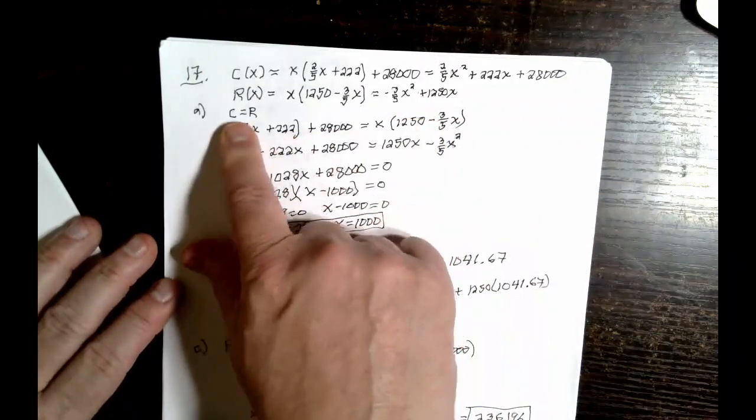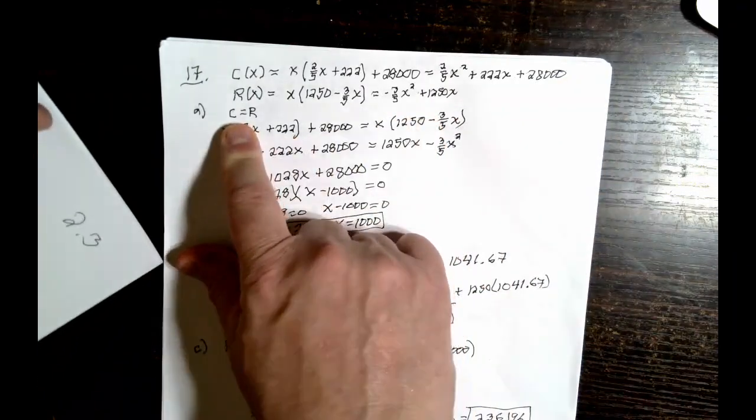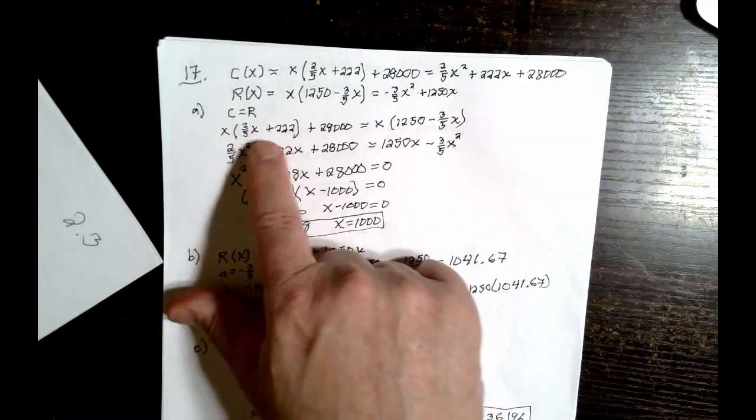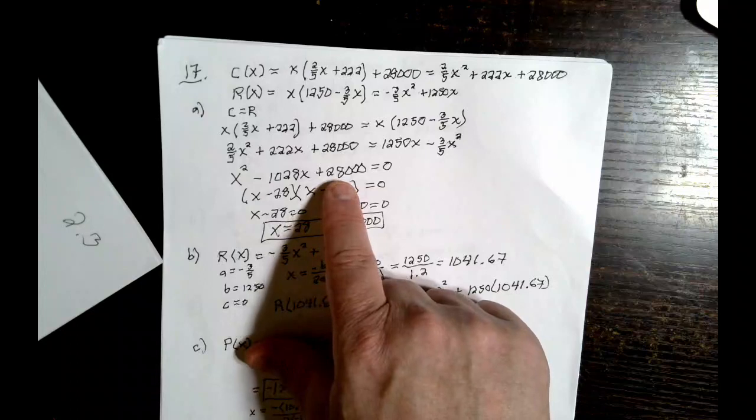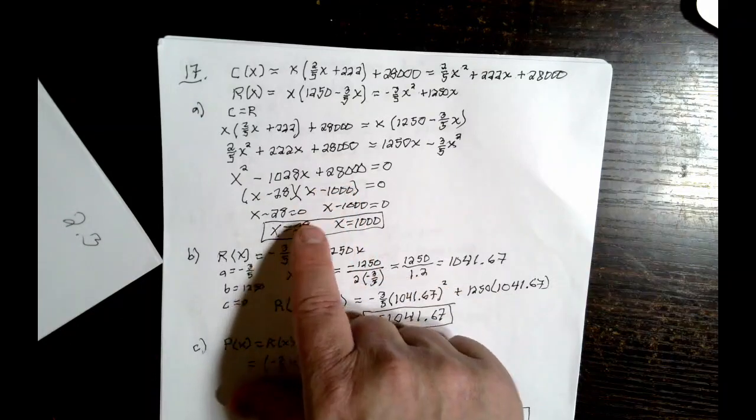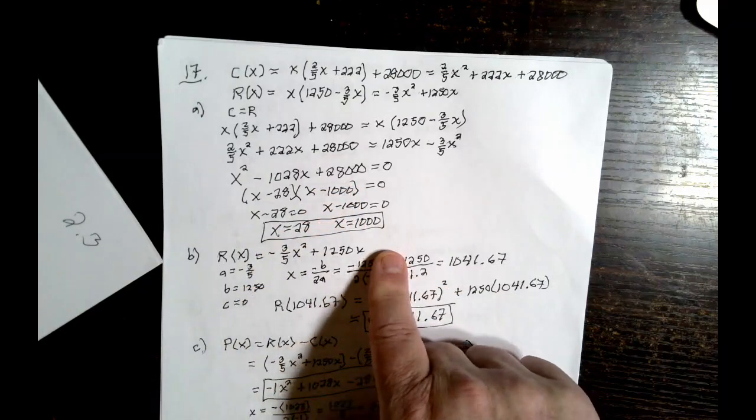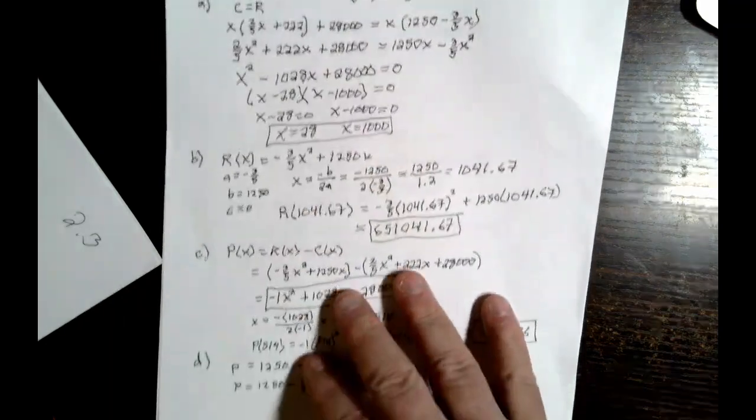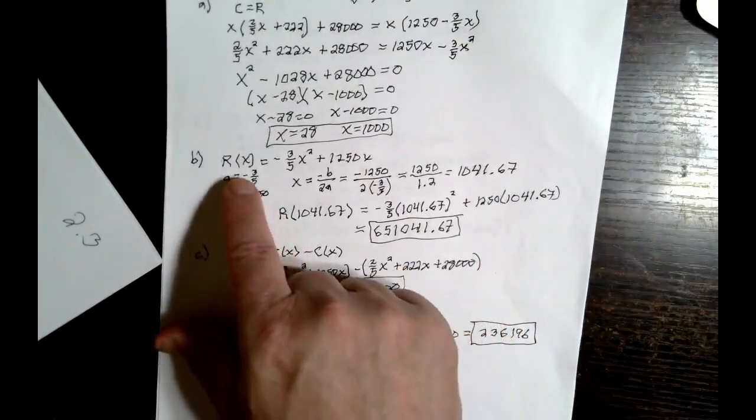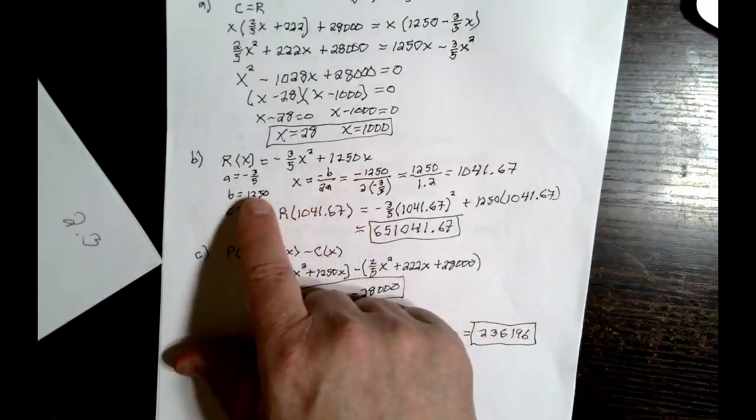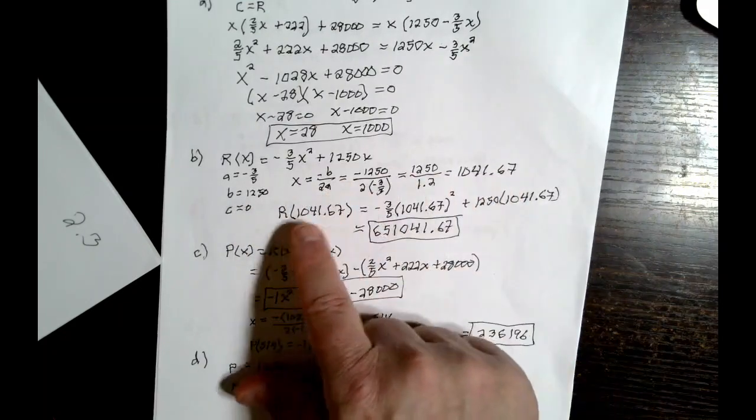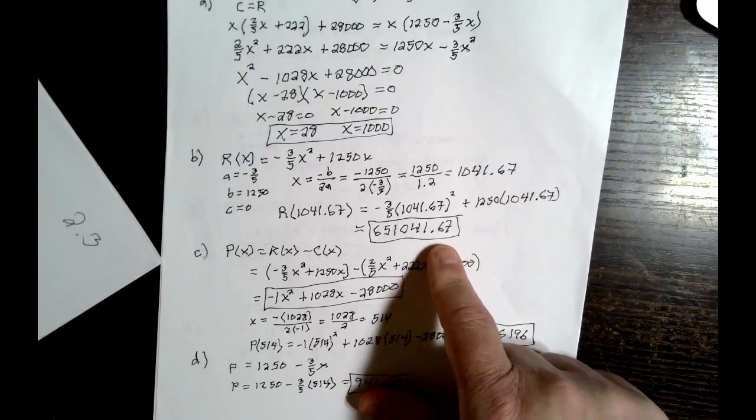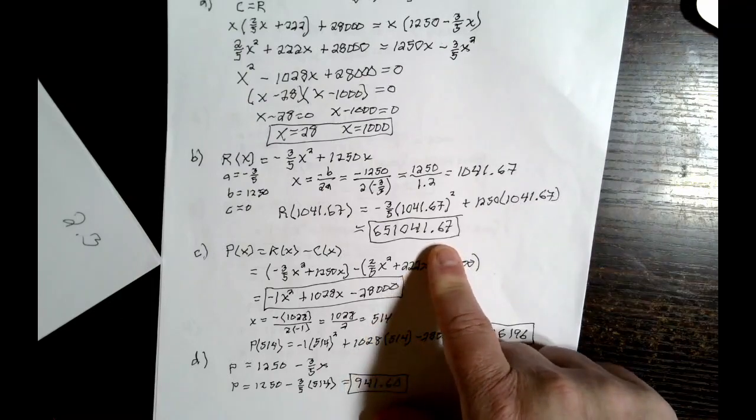Okay, so now they want you to find the break-even point, so you set cost equal to revenue. I threw everything to one side, and luckily it factored. And I got 28 and 1,000. Then part B says maximum revenue. Find that by taking the revenue function and again finding negative B over 2A and throwing that into the revenue function, and you get this. That is your maximum revenue.